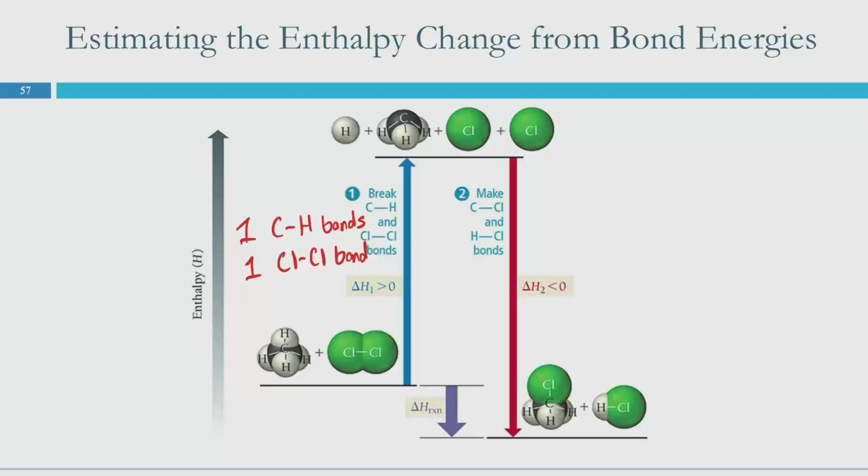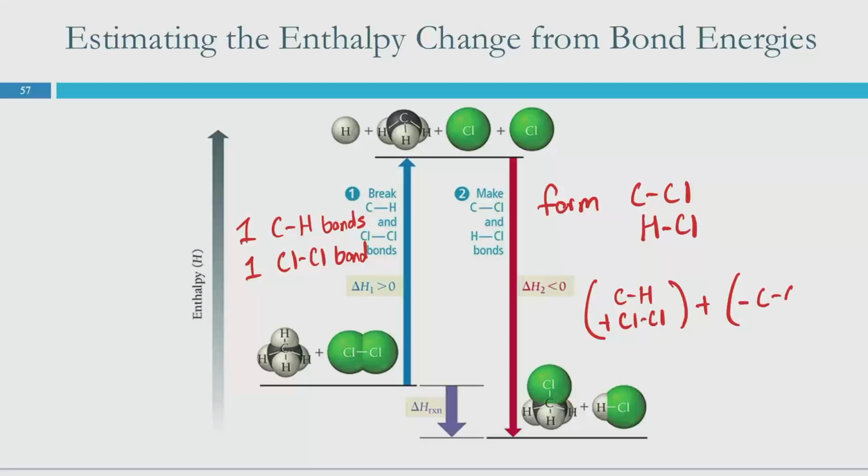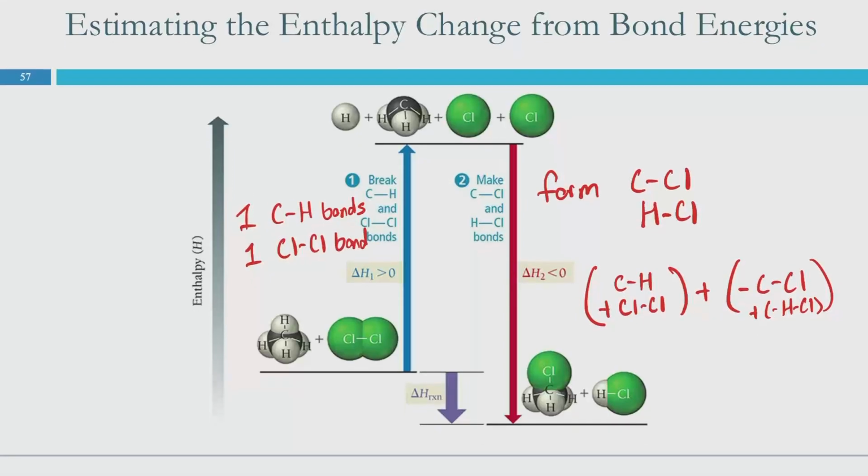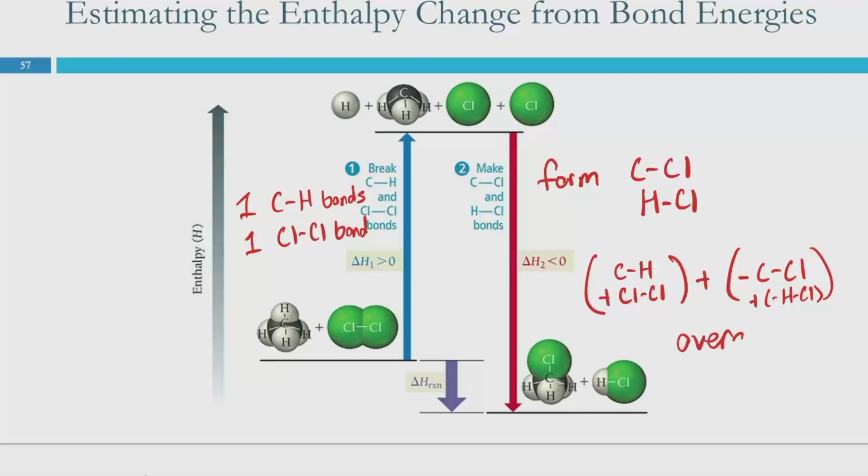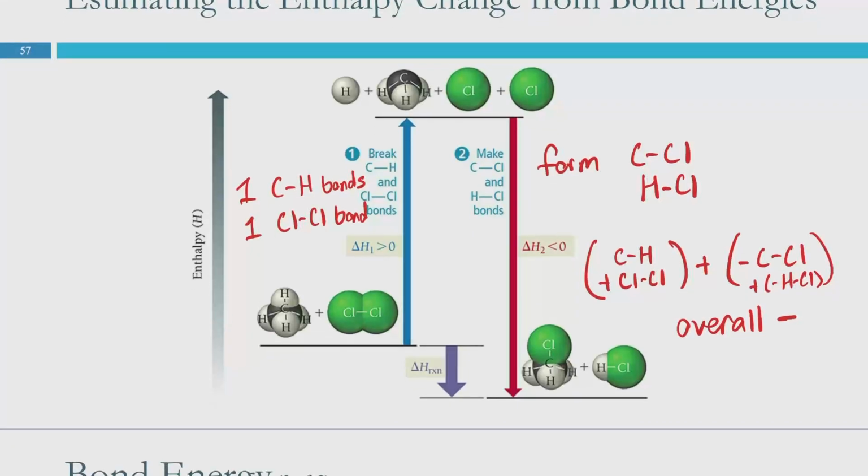And we're also forming HCl. So forming CCl, HCl. So it would be CH plus ClCl plus negative CCl plus negative HCl. Overall should be a negative number.